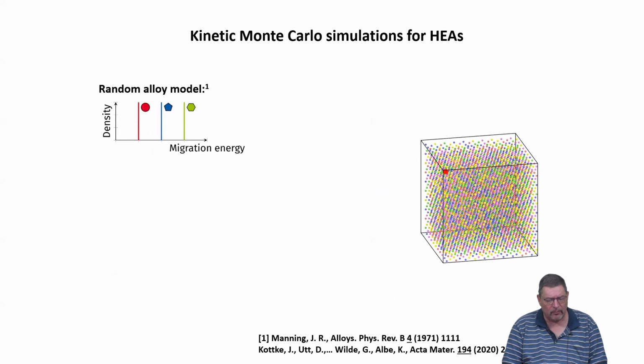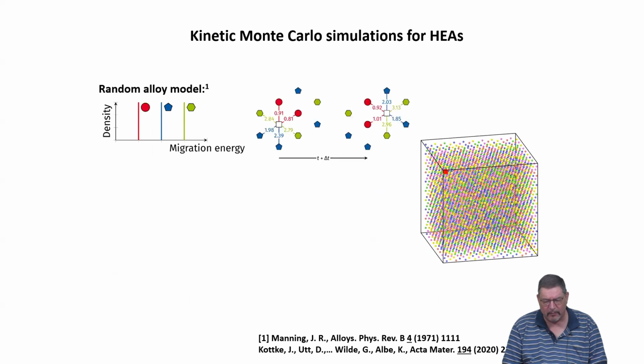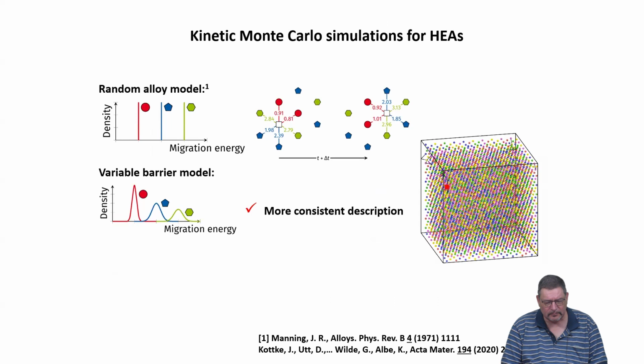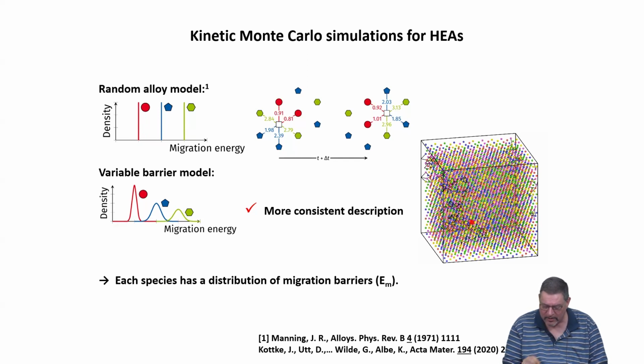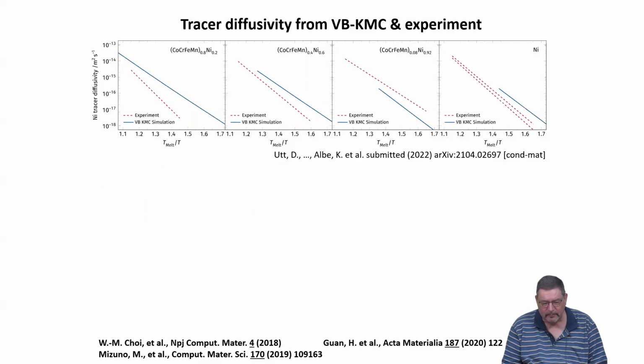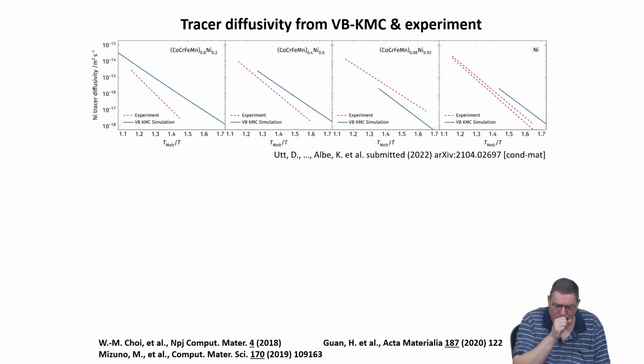And so normally in the random alloy model, which everybody used before, they would basically have an effective barrier. But here they take these individual barriers into account. So it's like, whether you have a red atom or a blue atom, you have a different barrier for the jump. This gives a more consistent description, because each species now has a distribution of migration barriers. What they basically were able to calculate is shown here.